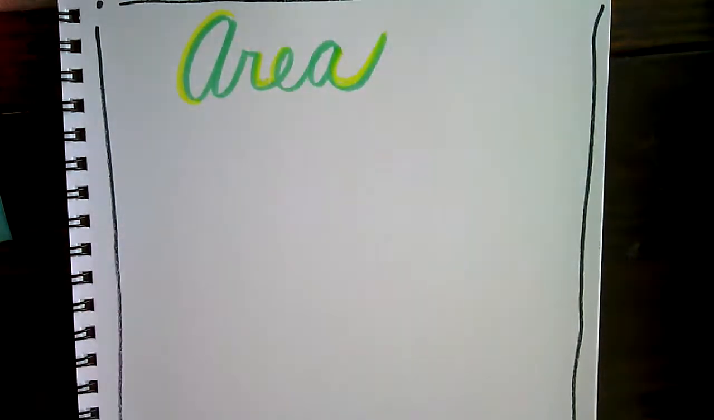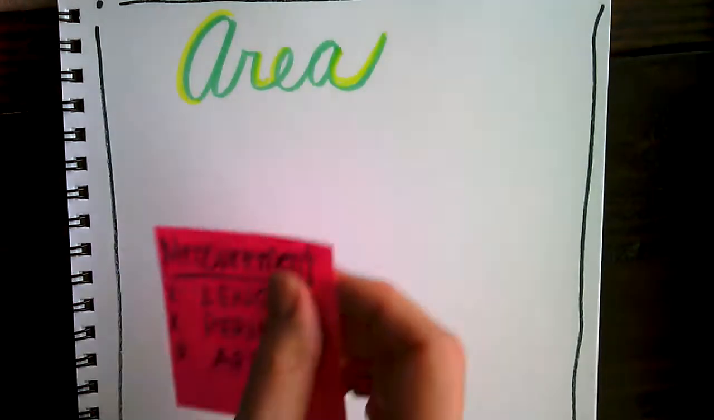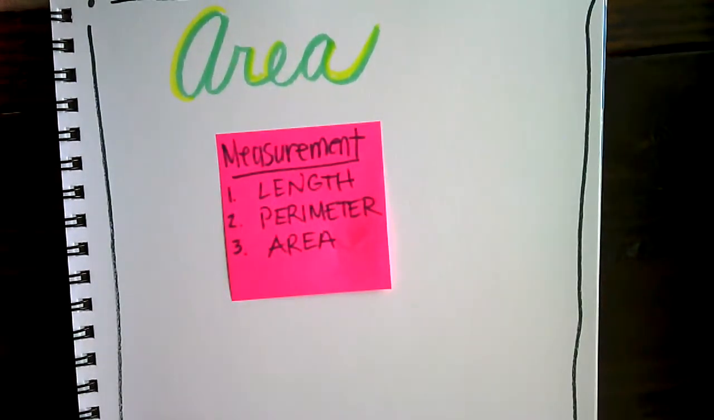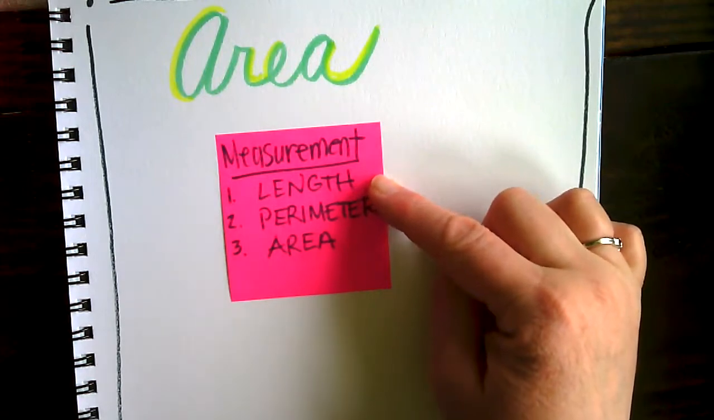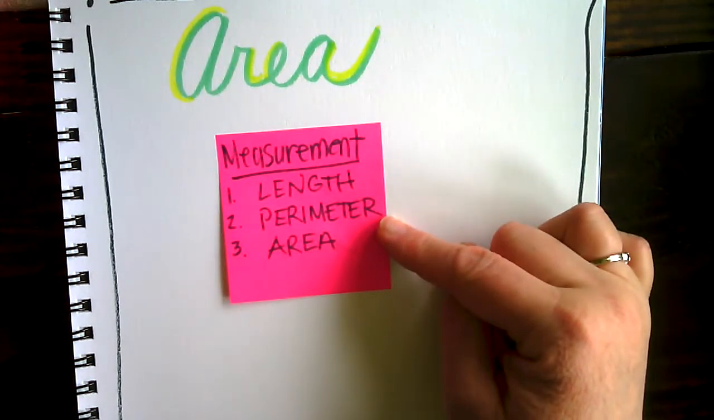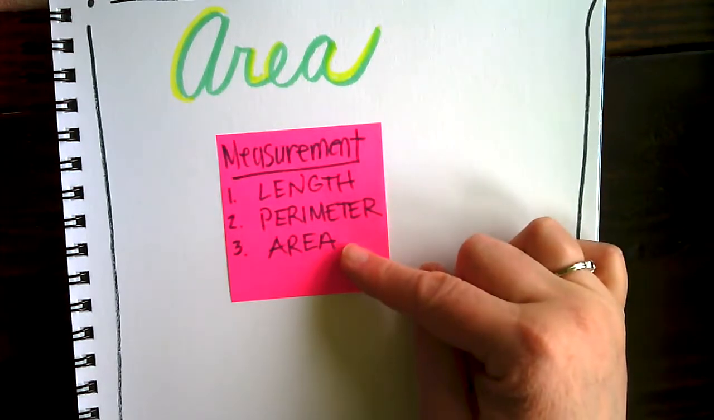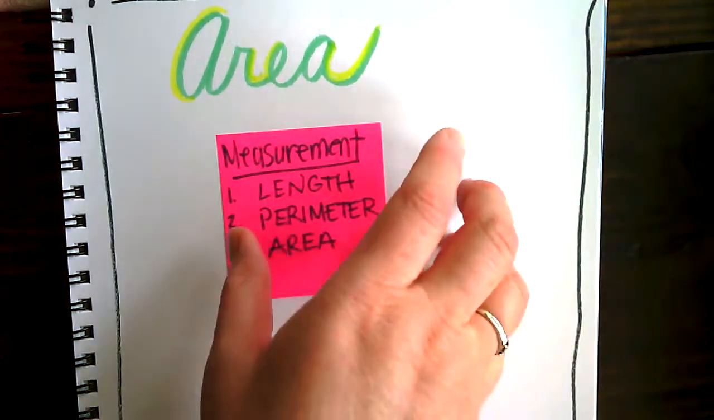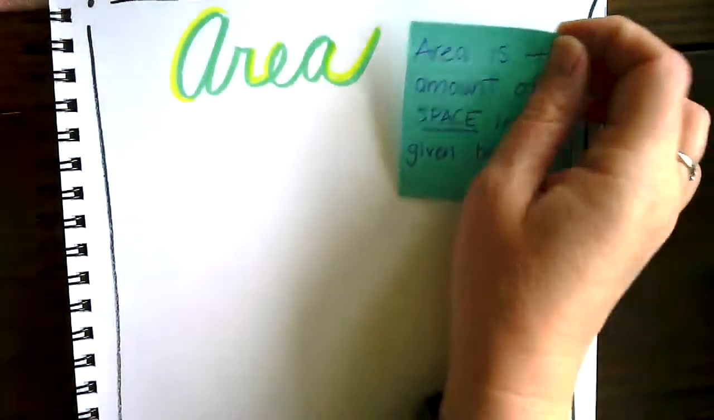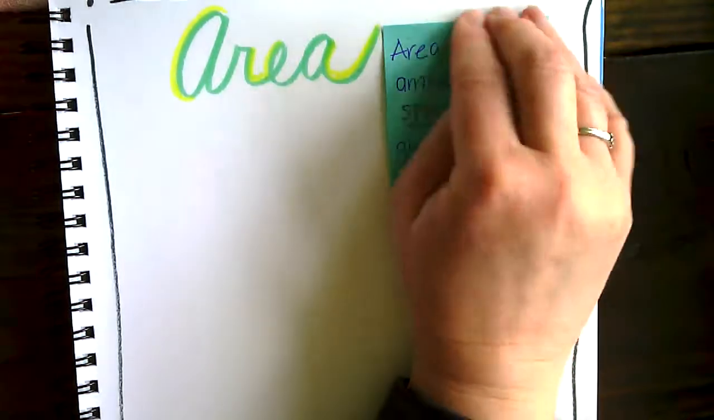Okay, let's continue. Today we're going to continue talking about measurement. Just to quickly recap, we've already talked about 3 different types of measurement. We've talked about measuring the length to find out how long something is. We've talked about and measured perimeter, the distance around something. And last week we started talking about area. Area simply is measuring the amount of space within given boundaries. So let's continue talking about area and just recap what we did last week.